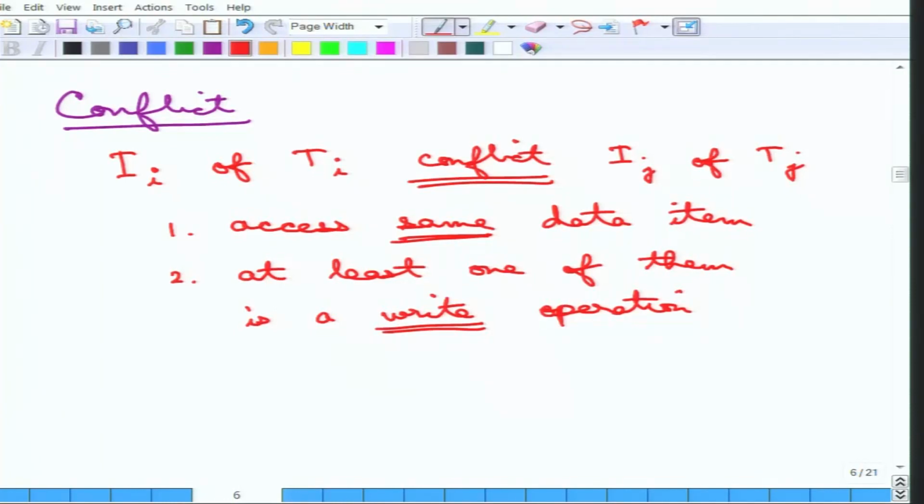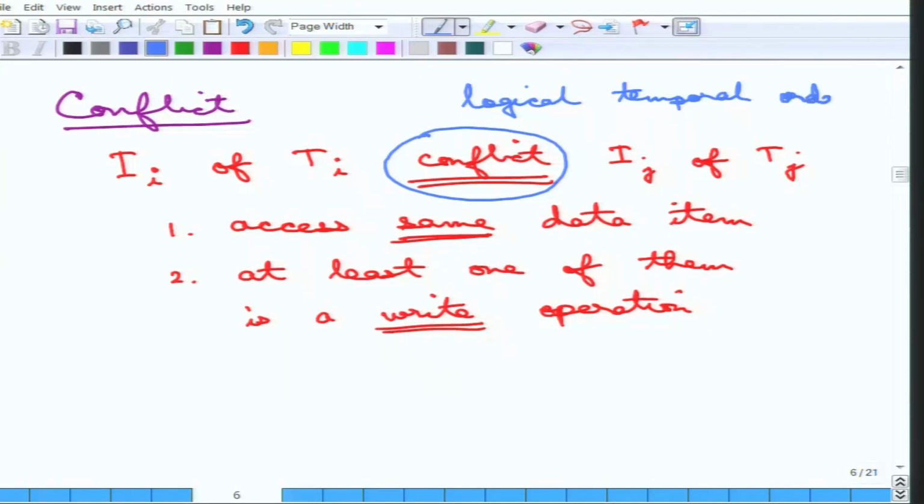So intuitively, a conflict enforces a logical temporal order on those instructions, right? This is a logical temporal order. That logical temporal order cannot be violated, right? Now that is one thing. On the other hand, if there are two instructions which do not conflict, then they can be interchanged and placed in any order, and that is not a problem. So that is the other side of it, and that is what we are going to study in much more detail.